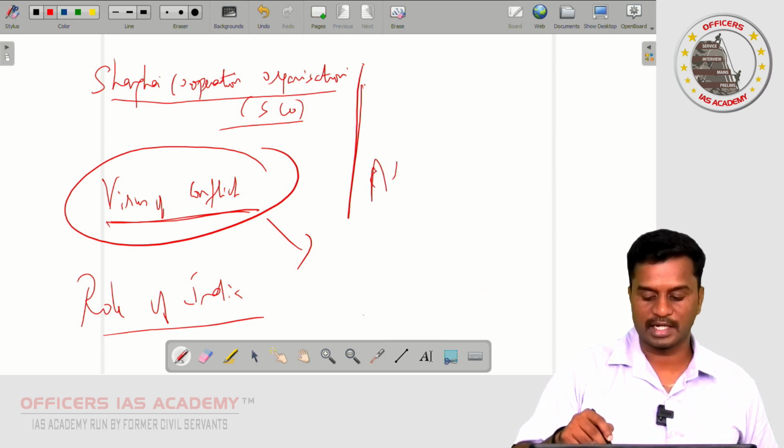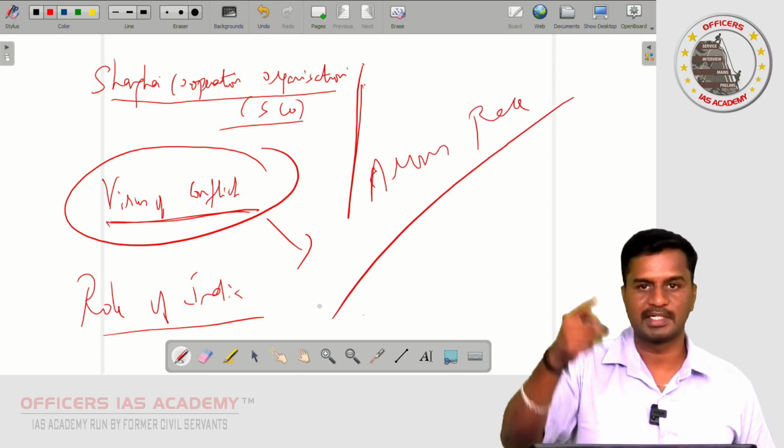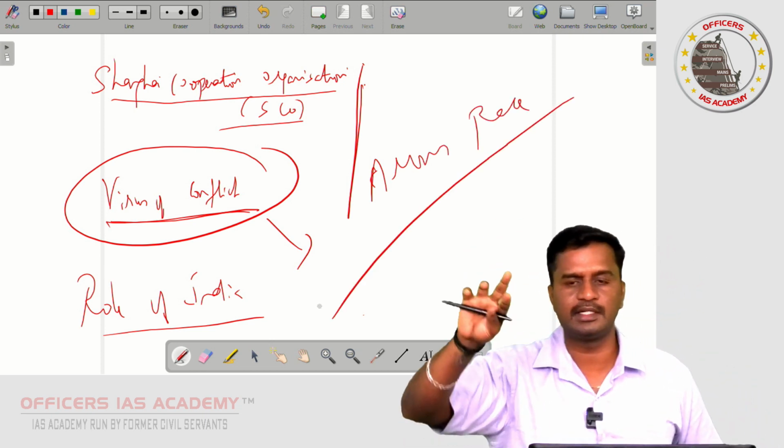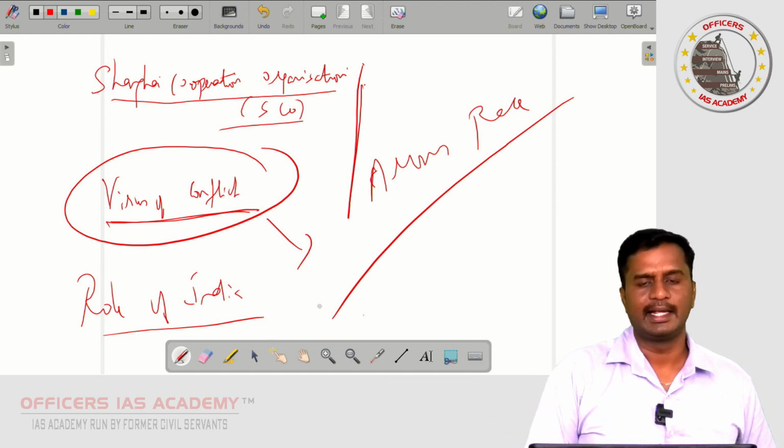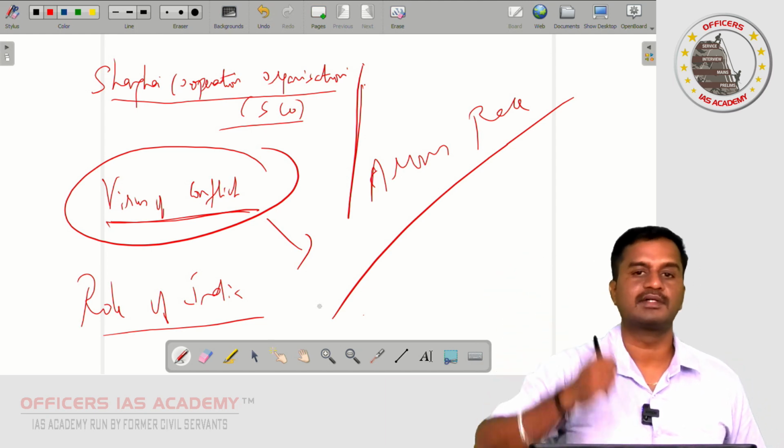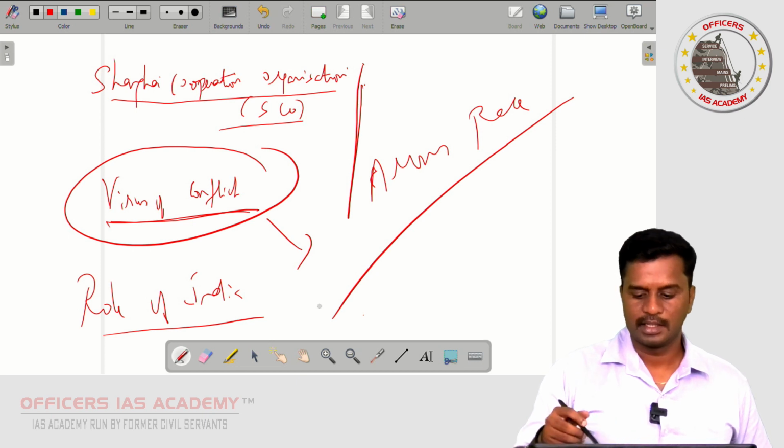You see arms race within SCO members. This is between India and Pakistan, between China and India. Virus of conflict. Am I right? Makes sense?